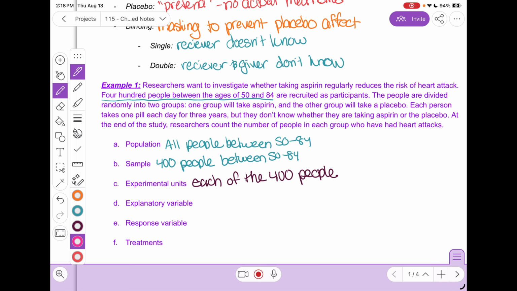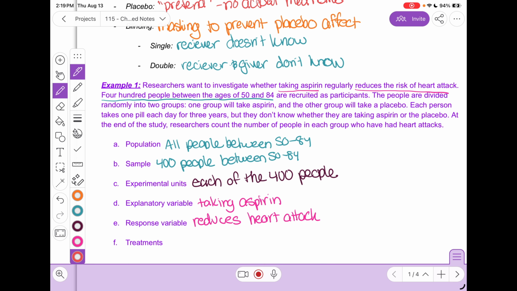So the explanatory is the cause. The response is the effect. So they think taking aspirin, that's the cause. Aspirin reduces heart attack. So that's the effect. Reduces heart attack. That's what they're looking at.